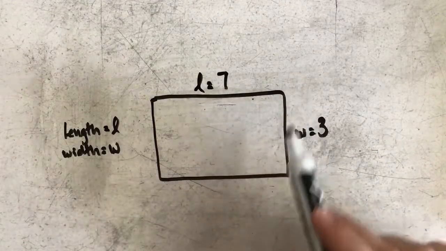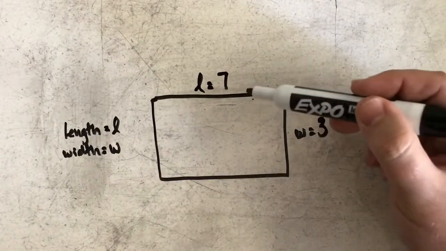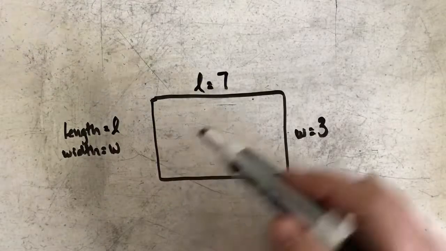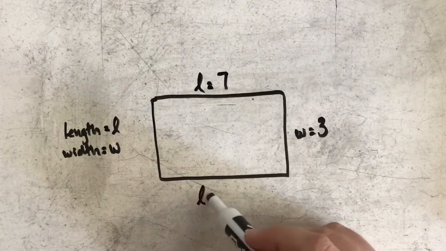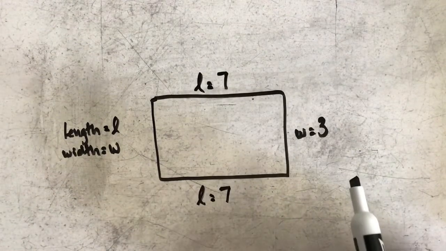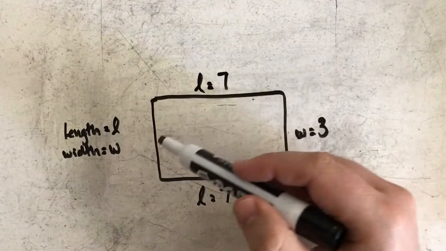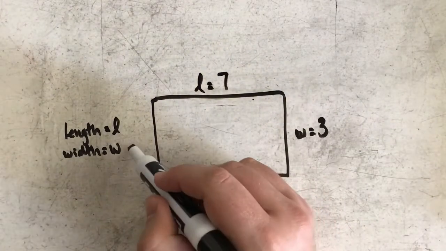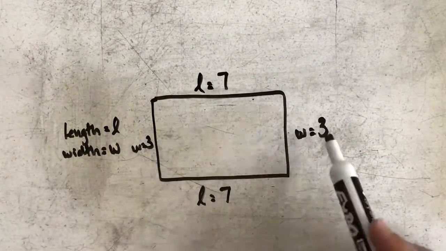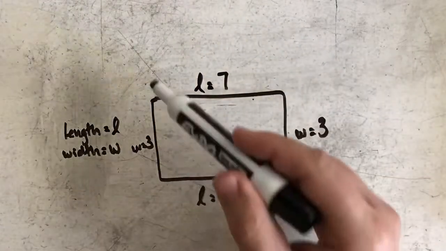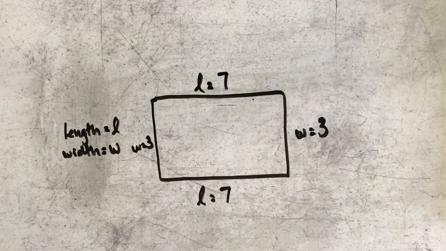And what we know about a rectangle or a square is that the opposite sides are equal. So the side that's opposite of this length of 7 down here would also be equal to 7 units. And the width on the opposite side over here would still be equal to 3 as well. So we have the two widths and the two lengths. We have the measurements for all of the sides of our object, and now we're ready to find the perimeter.